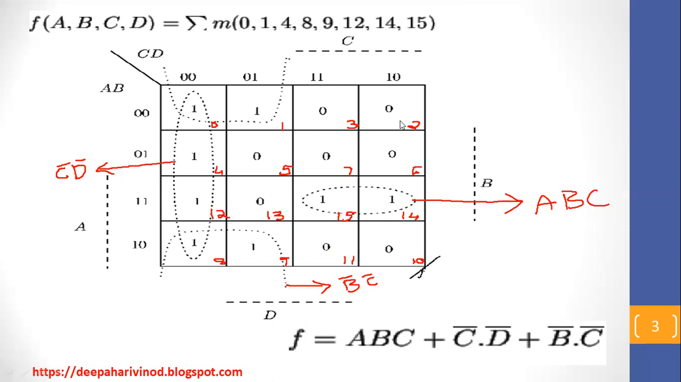Once you have completed all this, try to group by yourself so that you can practice and become familiar with the K-map. First, we need to check whether any 8 ones or 16 ones are there. 16 ones are not there in this K-map. 8 ones also I cannot see anywhere, isn't it?